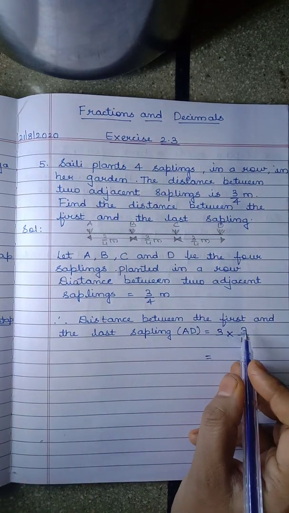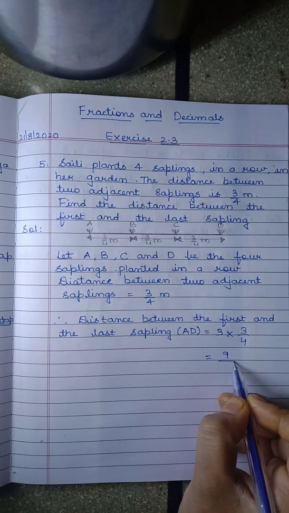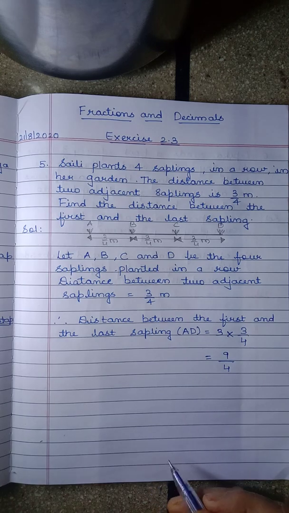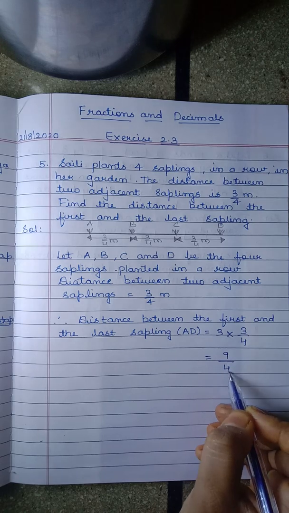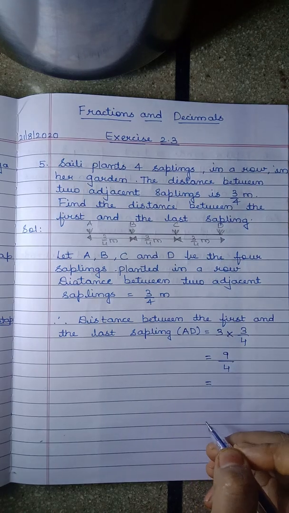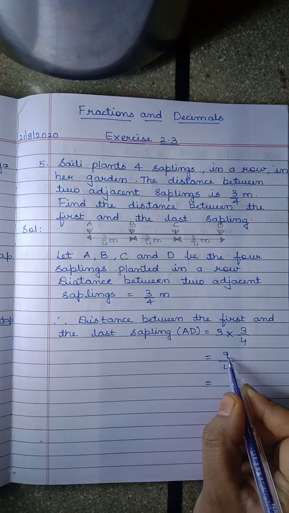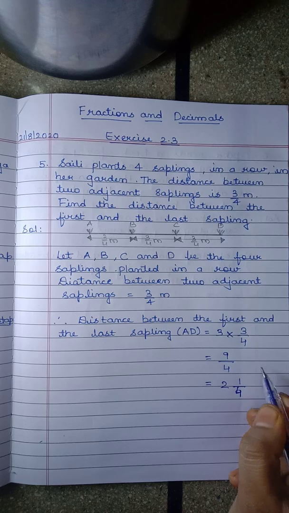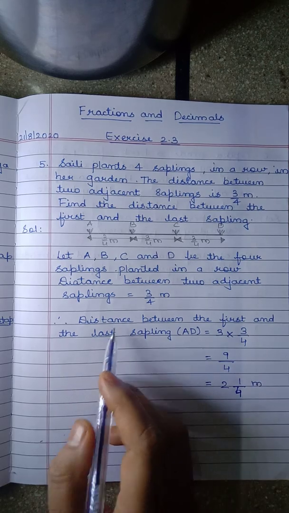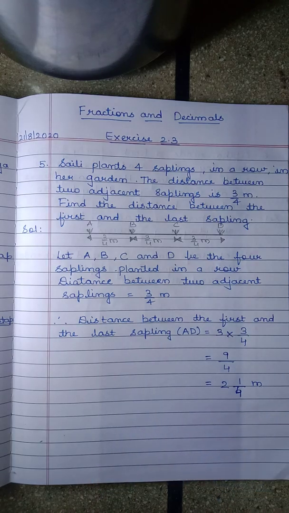Now multiplying 3 into 3 by 4 will give you 3 into 3 is 9 upon 4. This is a whole number, this is a fraction, so multiply the whole number to the numerator and write the denominator. Now 9 by 4 is an improper fraction, so you can convert into mixed fraction as 4 2s are 8, 1 remains upon 4. So 2 integer 1 by 4 meter is the distance between the first and the last sapling. Writing the units is very important.